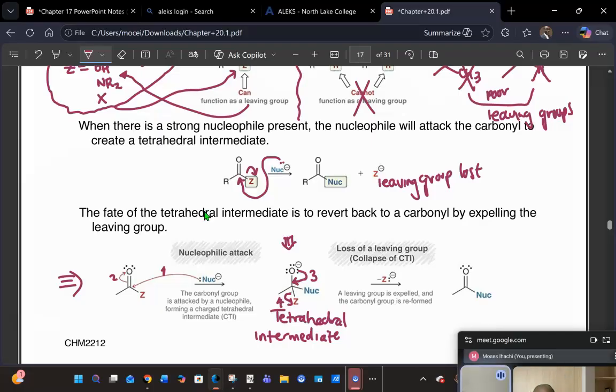So the main goal of all of the acyl substitutions is to get rid of the leaving group. And you must go through the tetrahedral intermediate. Okay.